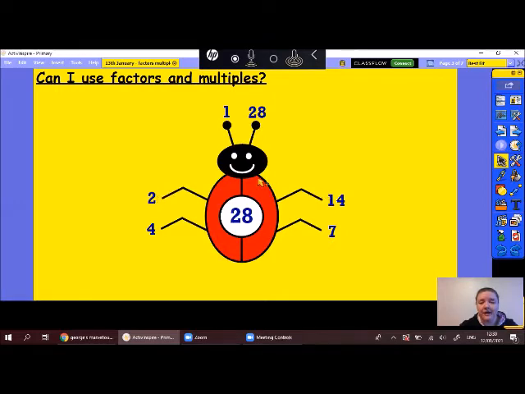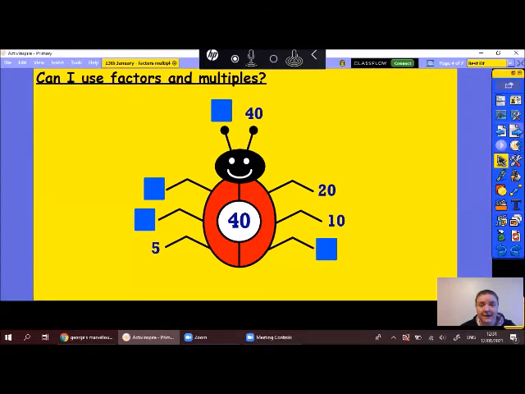We have 2 and 14. So if we had 28 objects, we could make 2 groups of 14, or we could make 14 groups of 2. The other factors we have here are 4 and 7. Because 4 times 7 or 4 groups of 7 is 28, or 7 groups of 4 is 28. And those are all the factors of 28. So 28 has 6 factors in total.